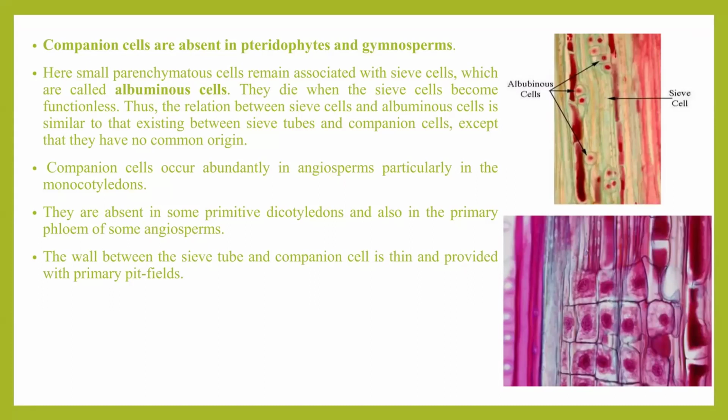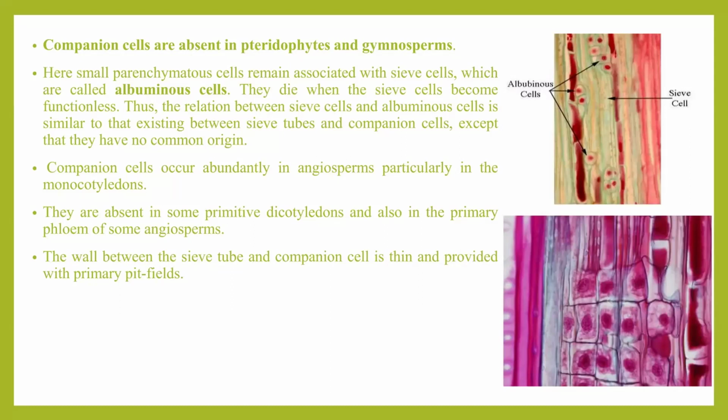Thus the relation between the sieve cells and albuminous cells is similar to that existing between the sieve tube and companion cells, except that they have no common origin. The albuminous cells are comparable to the companion cells, but the albuminous cells and sieve cells do not originate from the same mother initial. So that is the difference between albuminous cells and companion cells. This point is important.